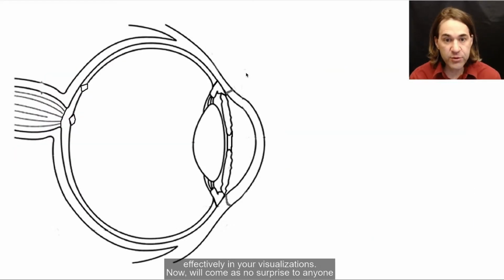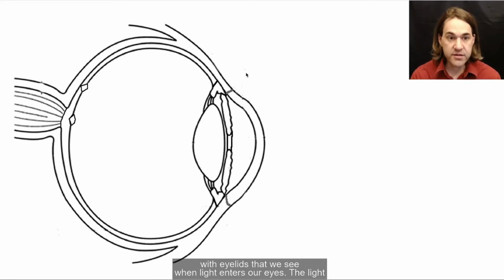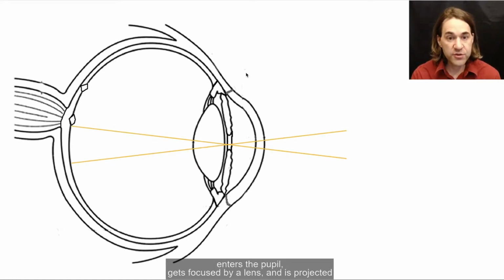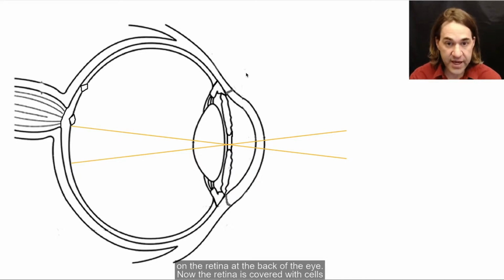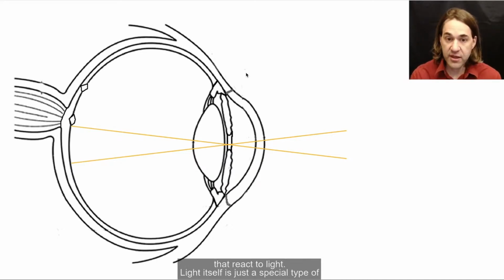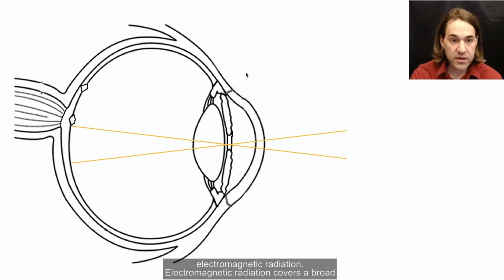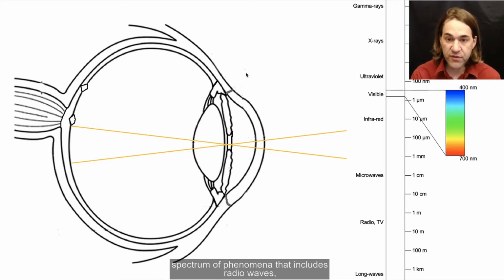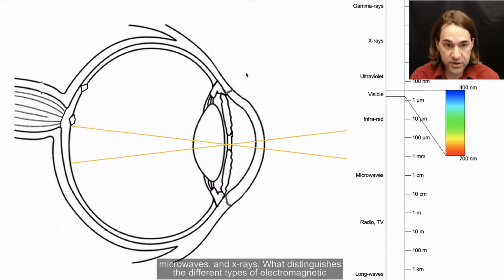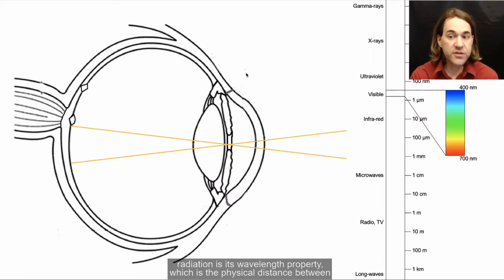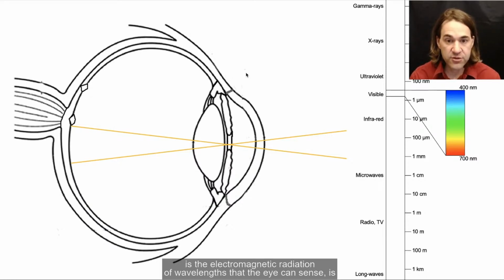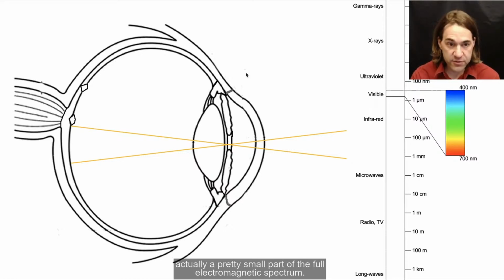It will come as no surprise to anyone with eyelids that we see when light enters our eyes. The light enters the pupil, gets focused by a lens, and is projected on the retina at the back of the eye. The retina is covered with cells that react to light. Light itself is just a special type of electromagnetic radiation. Electromagnetic radiation covers a broad spectrum of phenomena that includes radio waves, microwaves, and X-rays. What distinguishes the different types of electromagnetic radiation is its wavelength, which is the physical distance between the peaks of its wave pattern. As you can see, light, which by definition is the electromagnetic radiation of wavelengths that the eye can sense, is actually a pretty small part of the full electromagnetic spectrum.